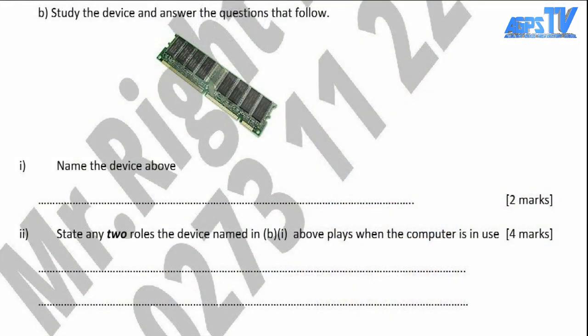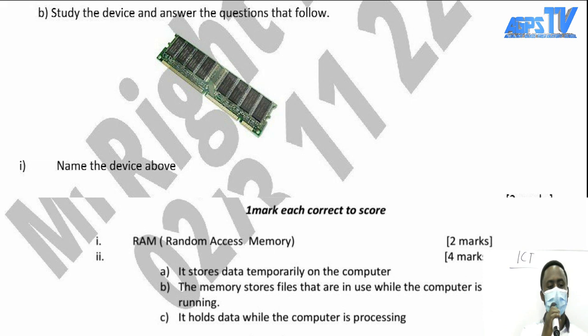The next question is, we were to study the diagram of the device and then answer the following questions. One, name the device above. Two, state any two roles the device named above plays when the computer is in use. What is the use or function of the device when the computer is in use? Good. Now the device above is a computer memory, and that is the RAM.